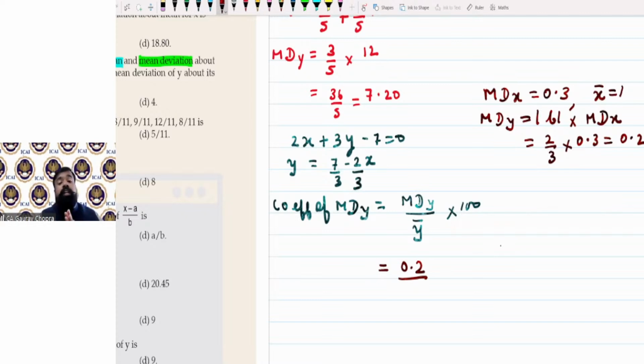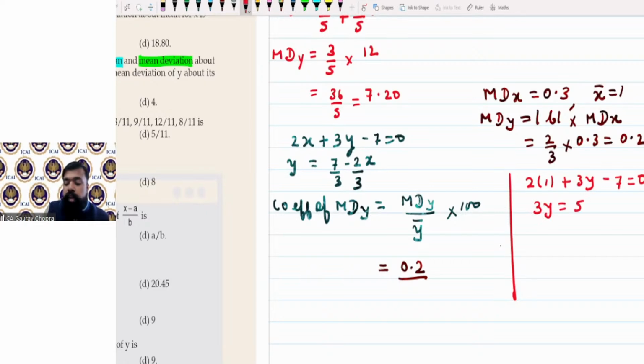This we have done in our previous chapter, measures of central tendency. If x bar is given and we have to calculate y bar, simply substitute the value of x and you will get the value of y. So let's do this here. We can write 2 into x, which is 1, plus 3y minus 7 equal to 0. So 3y is equal to 5 and y will be 5 upon 3. So we can write 5 upon 3 in the denominator and then multiply by 100.